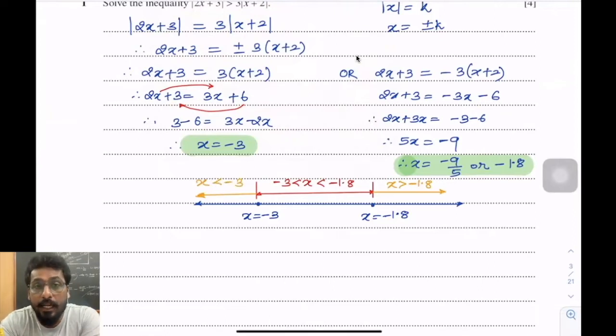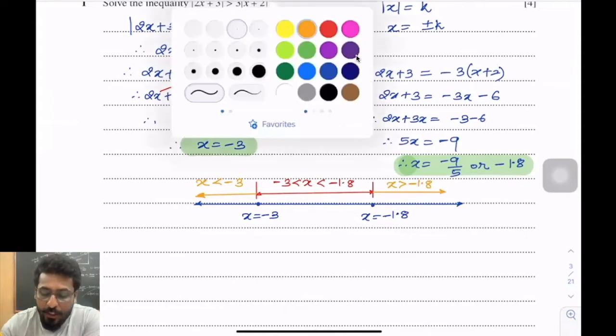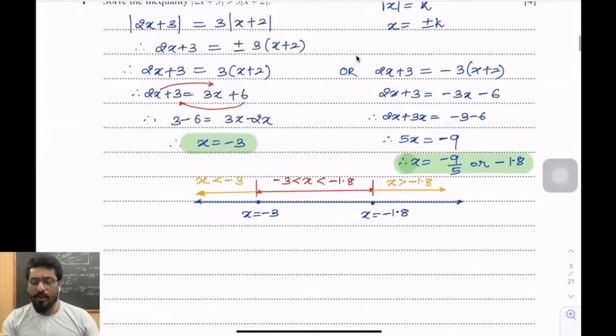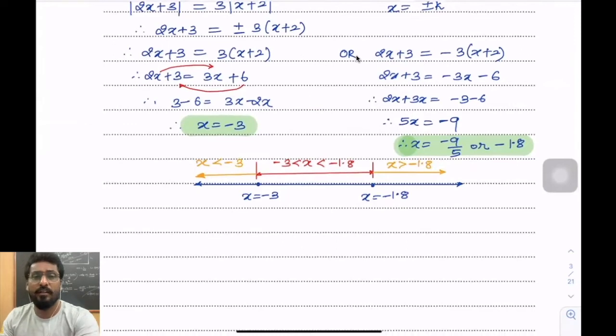So as I said, there are total two regions, but they look like there are three regions. There is one region which is the red colored region, and then there is one region which is the orange colored region. The orange colored region seems to be separated, but actually it is not. They are both one and the same region. So now you should be picking a value from the particular regions. Let's take a value which is more than negative 1.8, one value from the orange colored region.